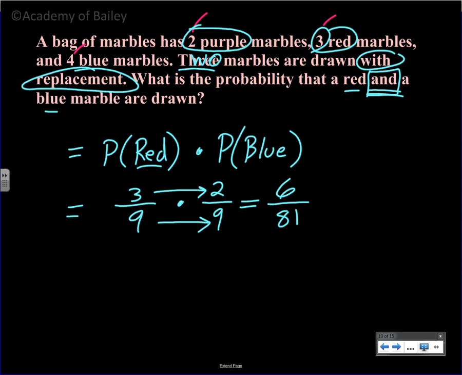And so when you find the percentage of that happening, you're going to get something approximately equal to 7.4%.